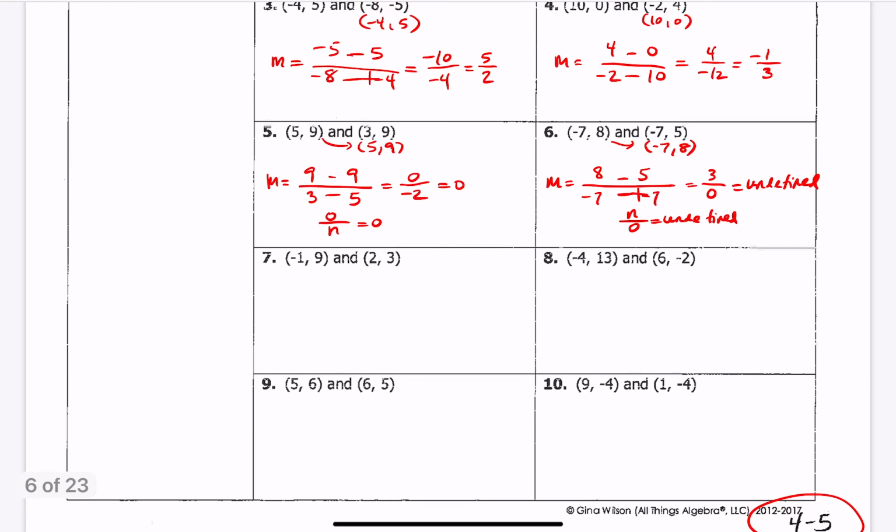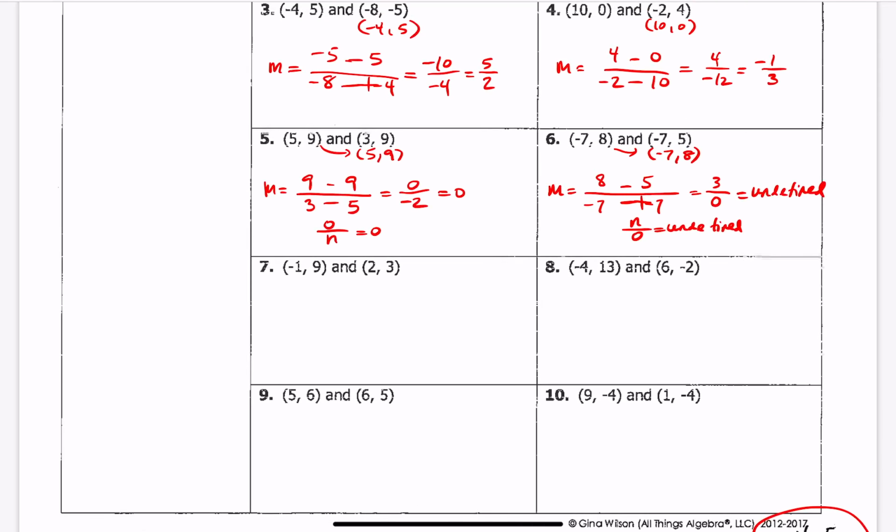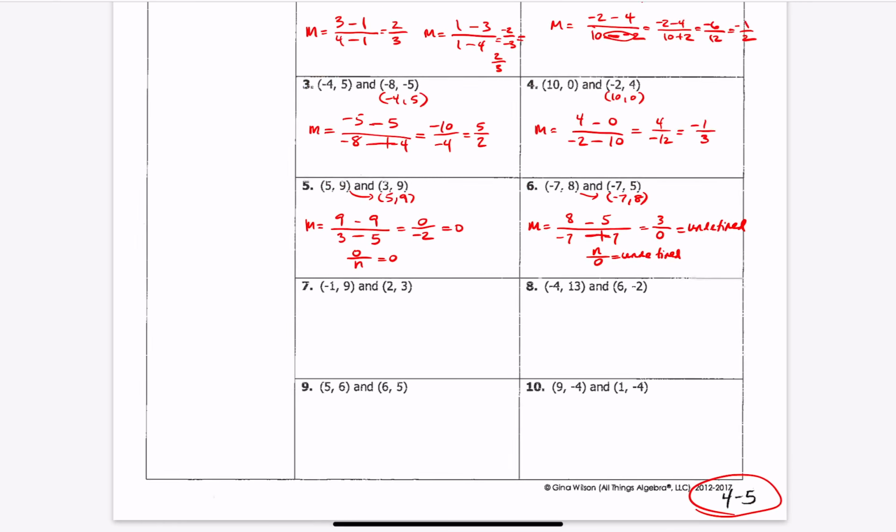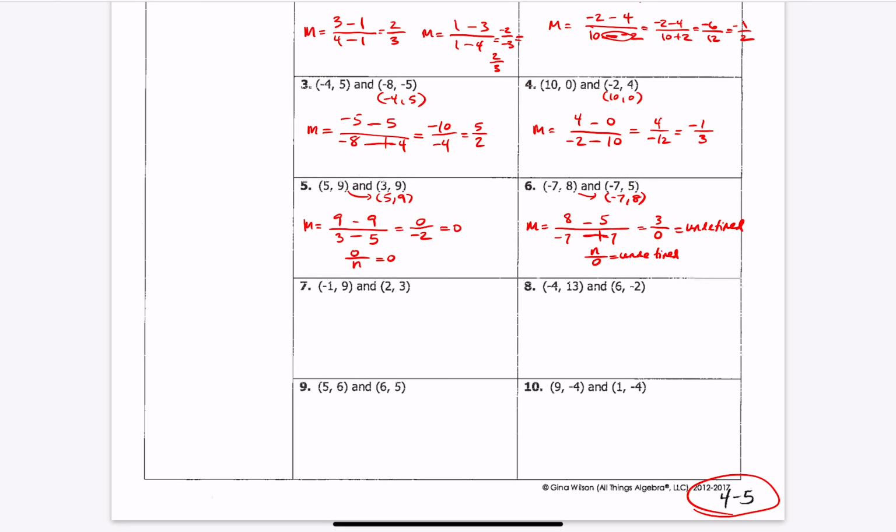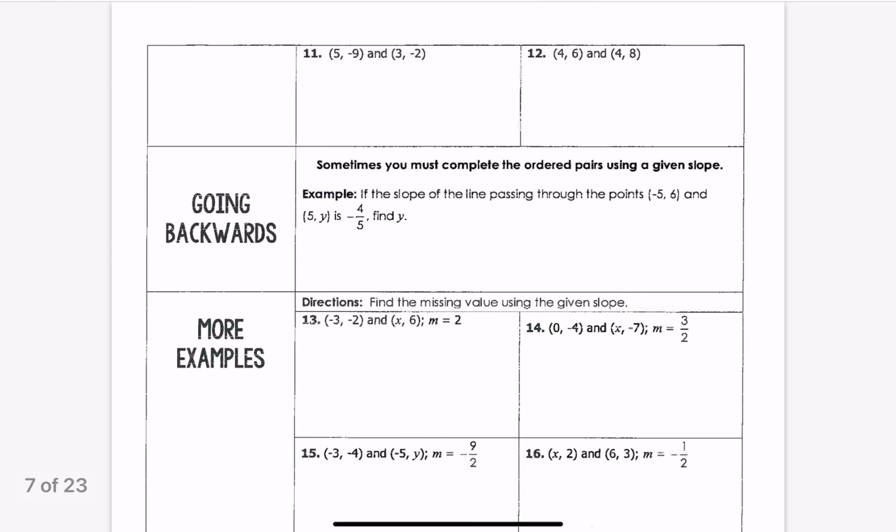So be careful setting them up and doing your integer operations to make sure your signs are right, and make sure you reduce anything that needs to be reduced. So you're going to finish that. You've got a couple more, 11 and 12 to finish, and we are going to talk about going backwards.